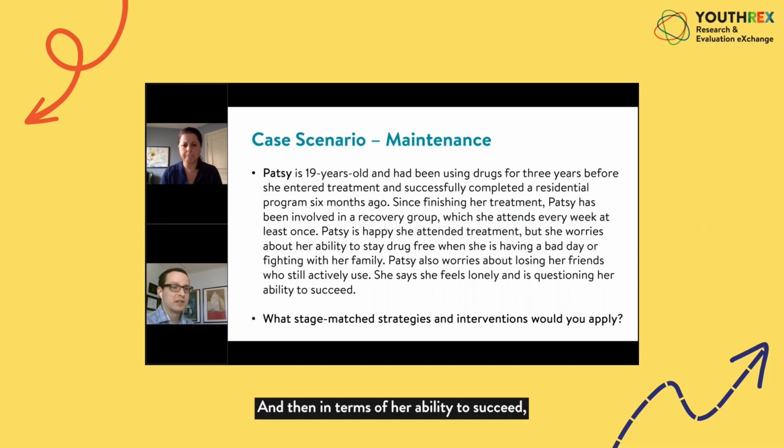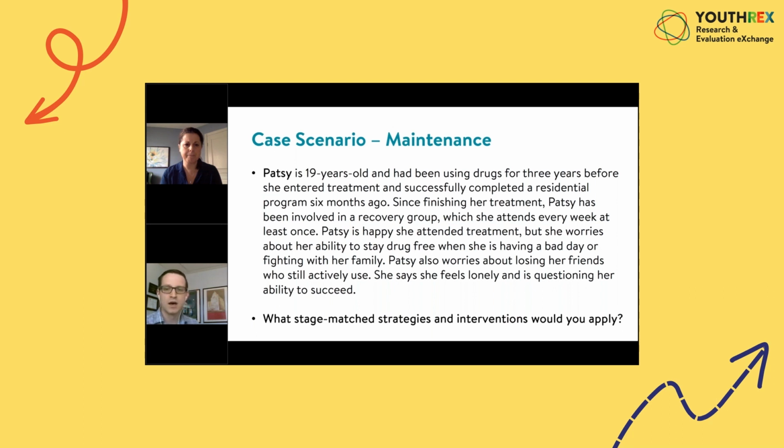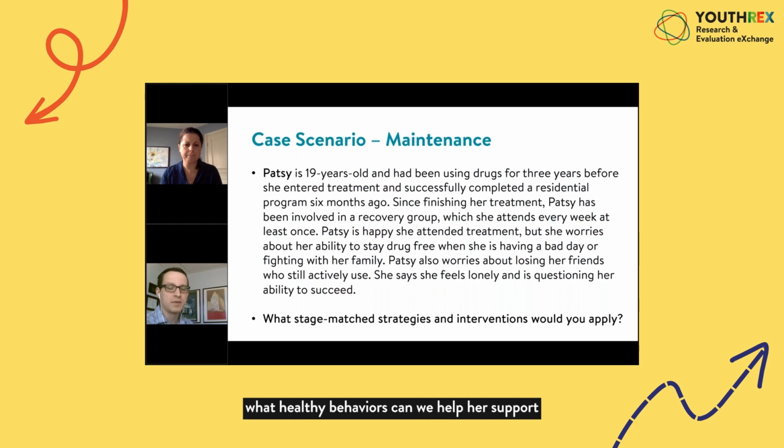And then in terms of her ability to succeed, looking at what that path is. So helping her explore what the future might hold for herself. Is it some sort of future school? Is it employment? What that might look like for her. And then helping her look at that. But certainly looking at counter conditioning and using substitutes. What healthy behaviors can we help her support to be able to try and mitigate some of those negative behaviors that she's clearly had a lot of success in moving forward from.